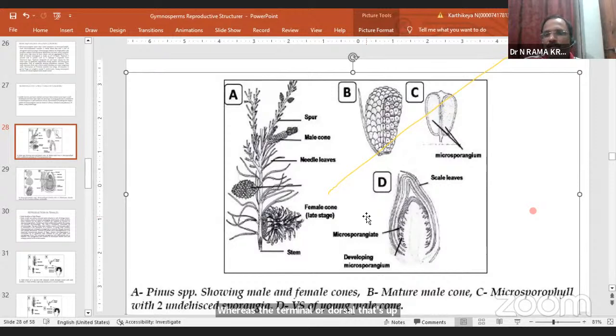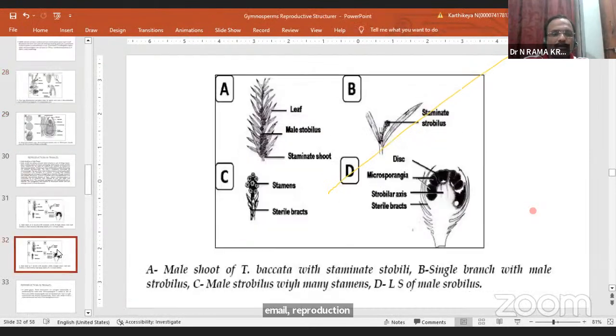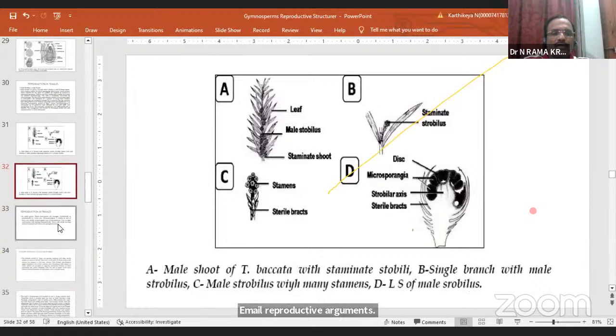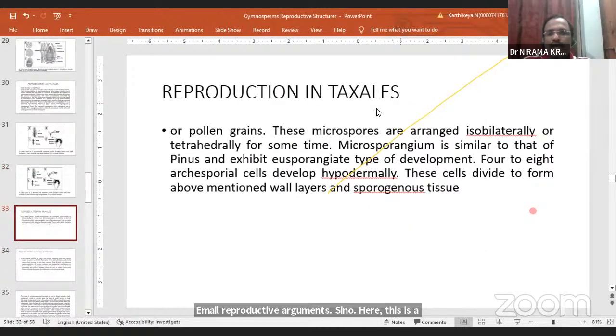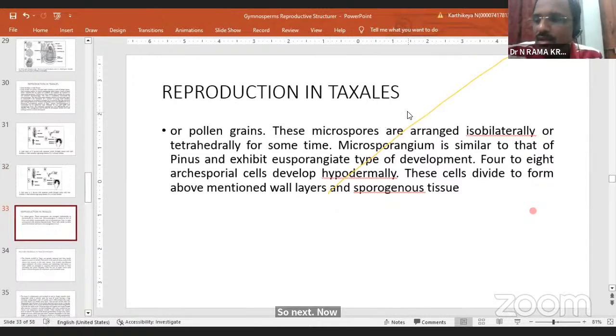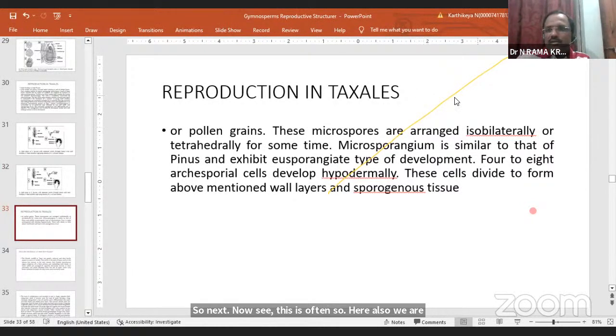So here are the female reproductive organs. Now here this is the male shoot and here it is the female shoot. Next, see this is Taxales. Here also we are looking at a little bit advanced group. The pollen grains, just 1 minute, what is this one?